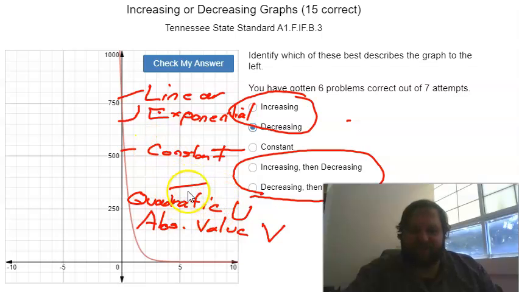So I hope this will help get you through that first slide. You need to get 15 of these correct to get full credit. And as always, if you are struggling, seek help from a teacher.